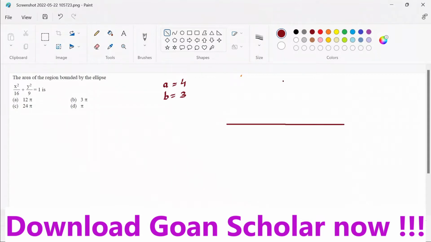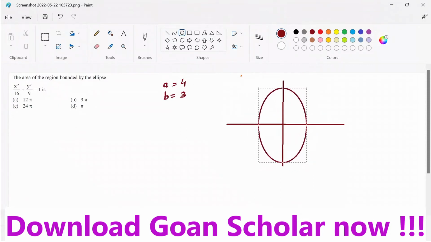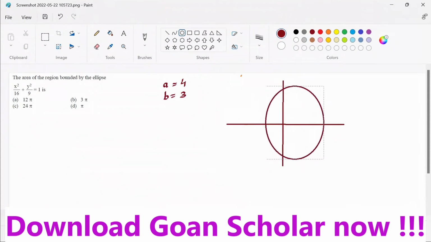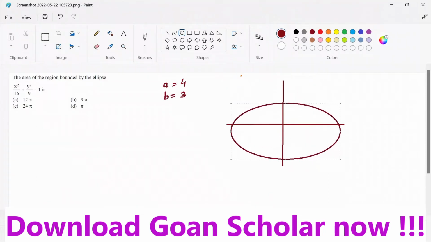So which one is greater? Is a greater or b greater? a is greater, and a is below x square. So the ellipse will be along the x-axis and it will look like this. Sir, what if b was greater than a? In case b was greater than a, then the given ellipse will look like this. I hope this is clear. So since a is greater than b here, this is the first thing you have to draw.